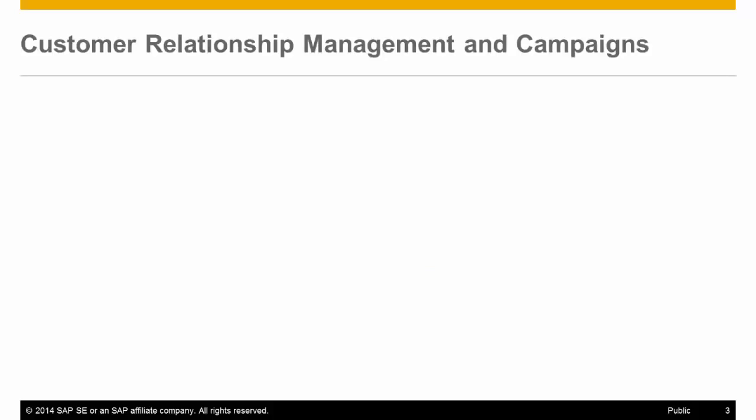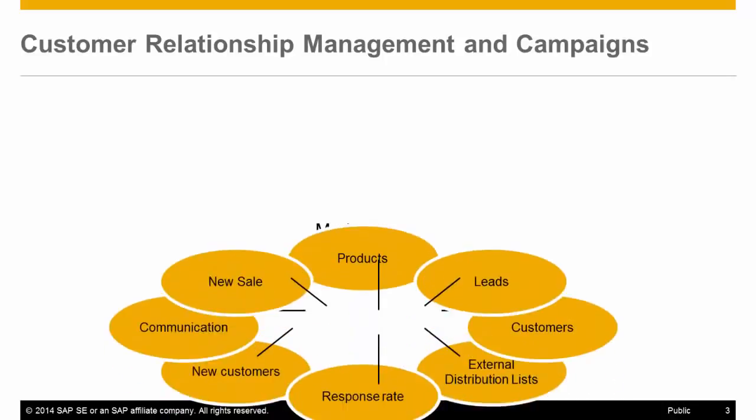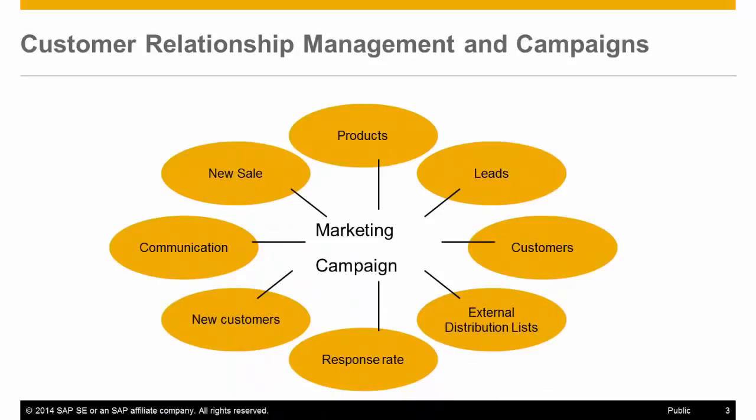With SAP Business One customer relationship management and campaign management features, you can take advantage of data that you already maintain in the system, including products, leads, and customers, to create marketing campaigns to your existing customer base as well as to potential ones. Following up on the campaign, you can track the effectiveness of this marketing channel by identifying the response rate, further communication with the client, and any new sales that resulted from this campaign.